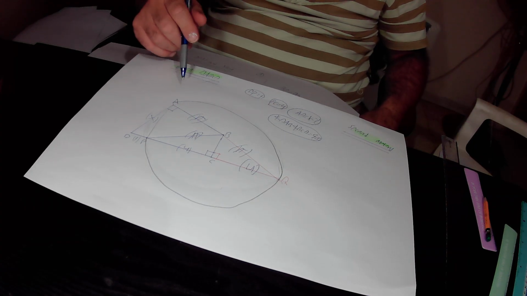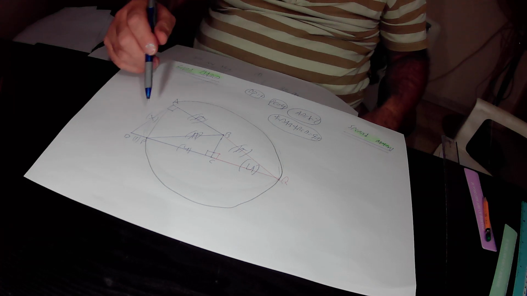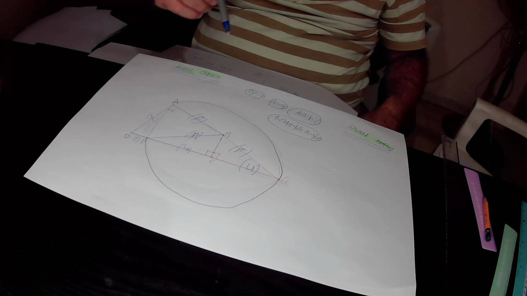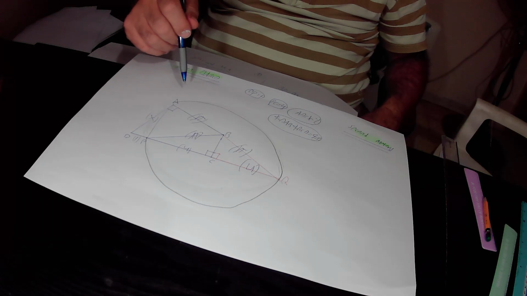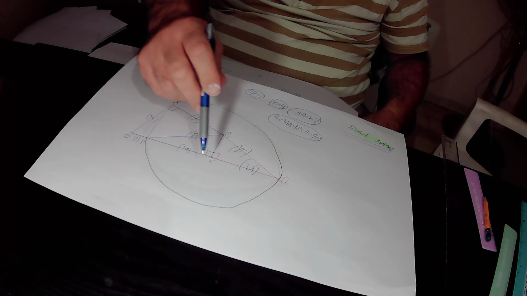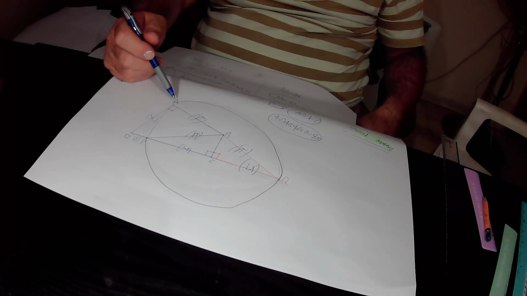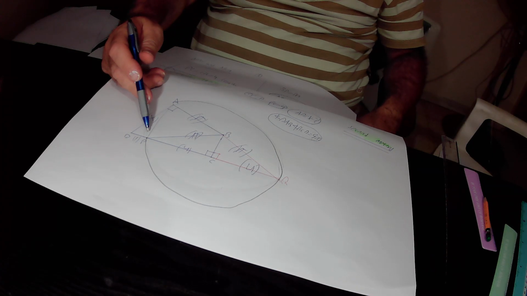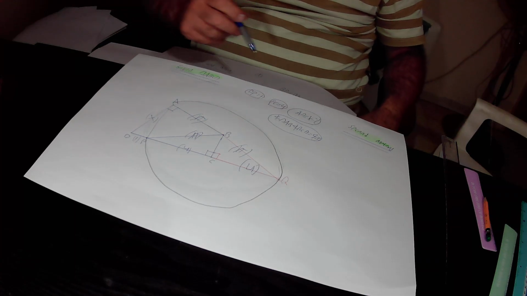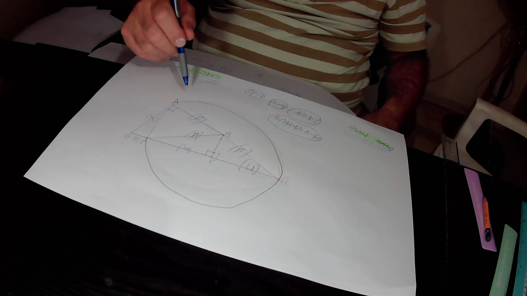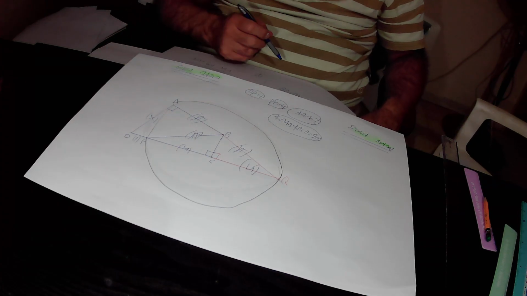Again, because AB, BP, and BQ are all the radii of the circle, the circle must pass through points A, P, and Q. You can see in the drawing that indeed the circle passes through points A, P, and Q.